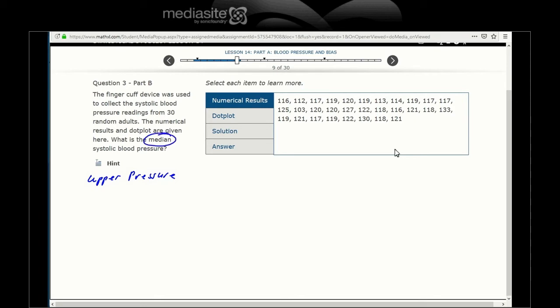All right. Now, ideally, for the median, we should be able to rewrite this from lowest to highest value. And it looks like the lowest starts at 103 and goes to a high of 133. You'd have to plot them out and figure out the rest of the way. However, they did give us a dot plot. We know that n equals 30.